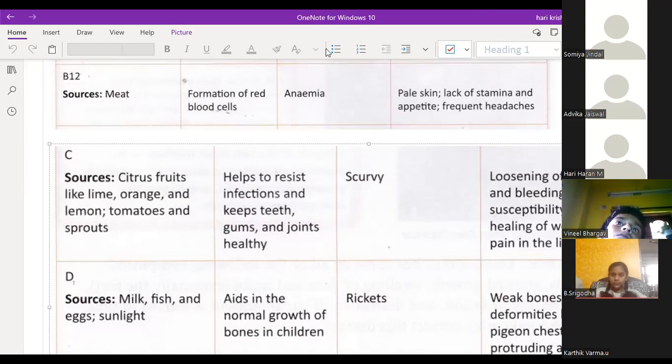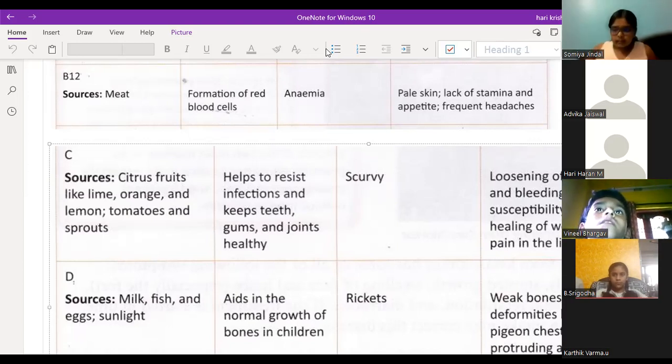Advaika? Unmute. Everyone has to turn on your cam from the starting of the class to the end of the class. You should not turn it off. Hurry.